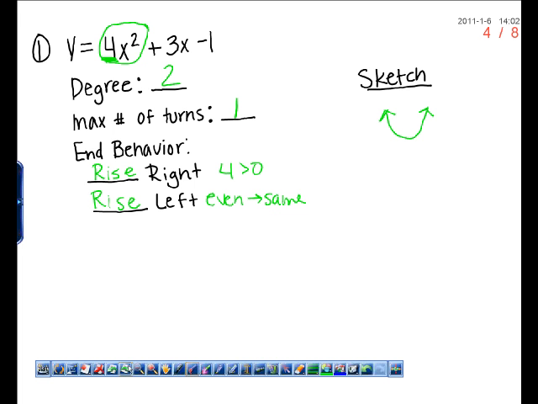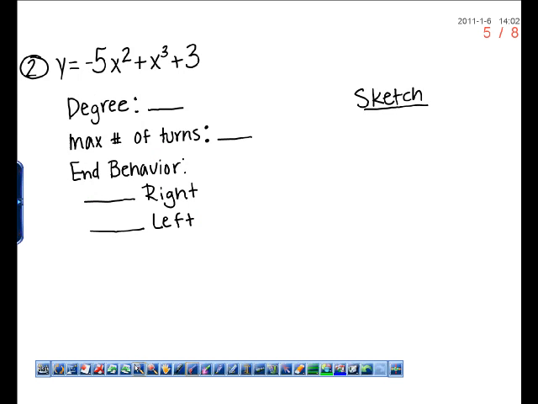All right, here we go. Y equals negative 5x squared plus x cubed plus 3. What problem do you notice with that? Good, it's not in standard form. So that's a red flag, and you should automatically rewrite it. How would I put this in standard form?